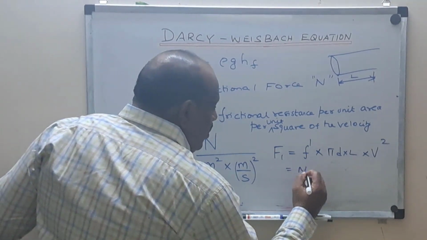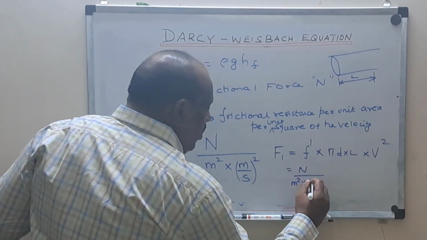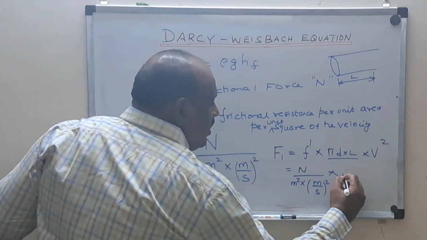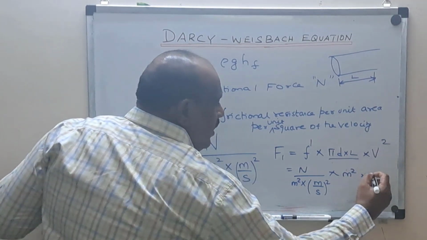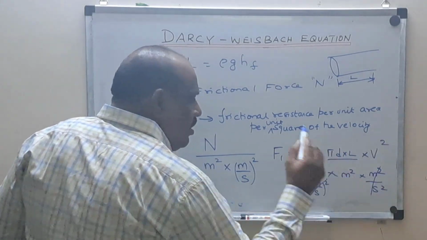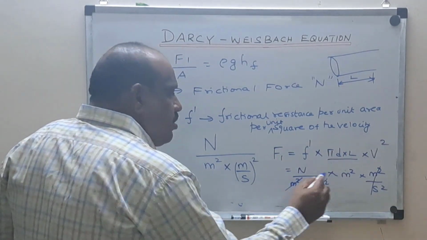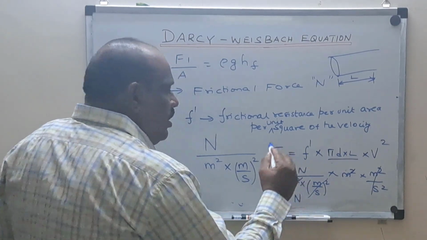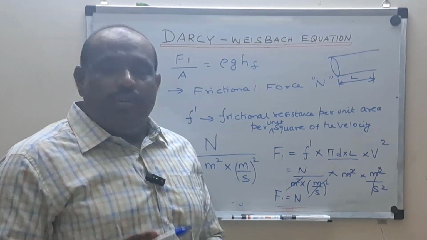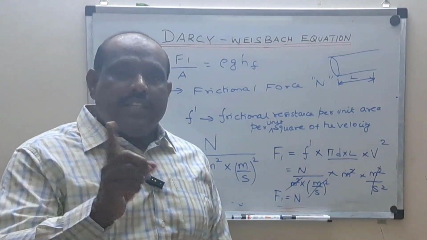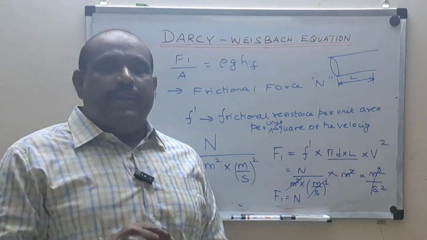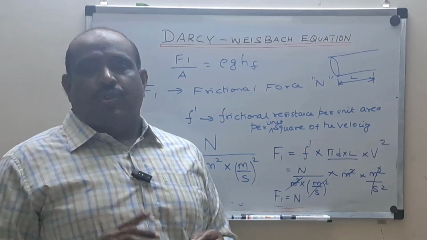What is the F dash unit? Newton per meter squared into meter per second whole squared into area. Area means meter squared. What is the unit of v squared? Meter squared by second squared. So the meter squared by second squared and the meter squared will cancel away, and I will end up with the unit of Newton for F1. So the unit of F1 is only Newton, but the unit of F dash is Newton per meter squared into meter per second whole squared.